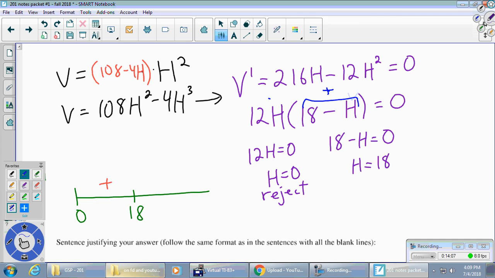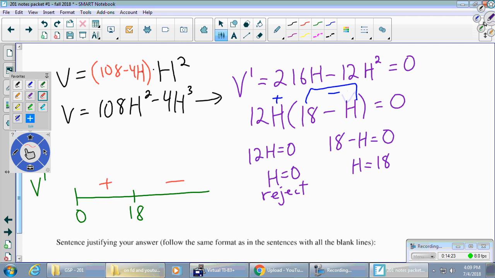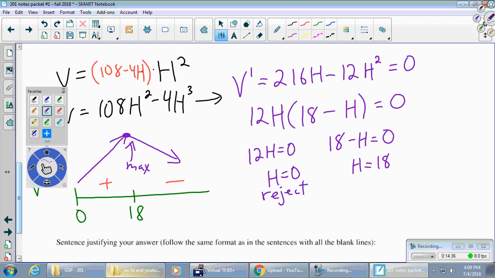Now we're picking a number out here. How about 100? So plugging into this again, H is 100, this is positive. H is 100, 18 minus 100 is negative. So I had a plus times a minus, and that is a minus. And so we just got information about V prime. But if I'm interested in drawing the graph of V, I would say V is increasing and then V is decreasing. And so lo and behold, at 18, we have a max. Hey, that's exactly what we wanted.